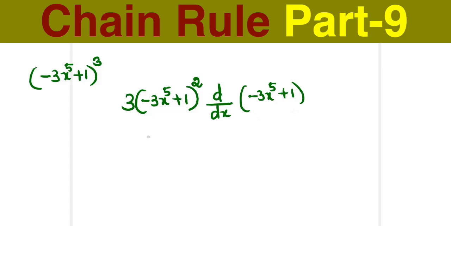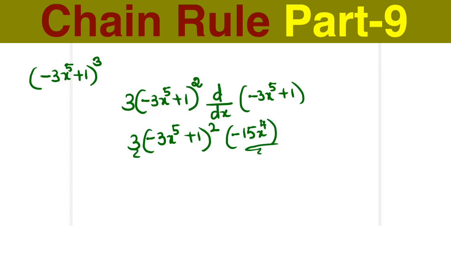Now we will differentiate this. Before that, let's write this again. So 3 into (−3x⁵ + 1)². Let's do the differentiation. Differentiation of −3x⁵ is −15x⁴. Now I can combine this expression with the 3 here. So this becomes −45x⁴ into (−3x⁵ + 1)².